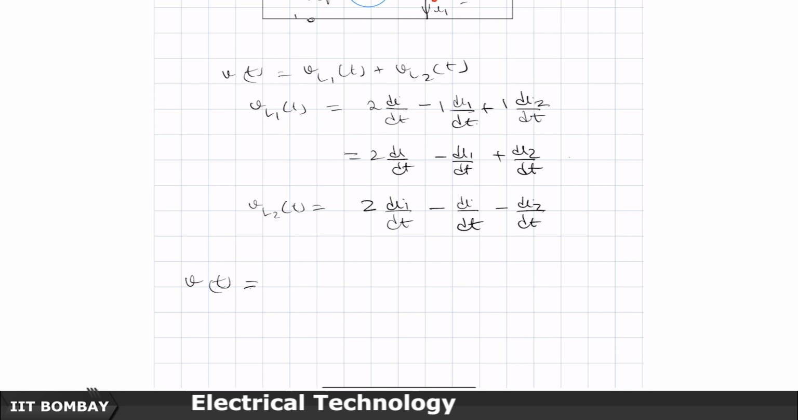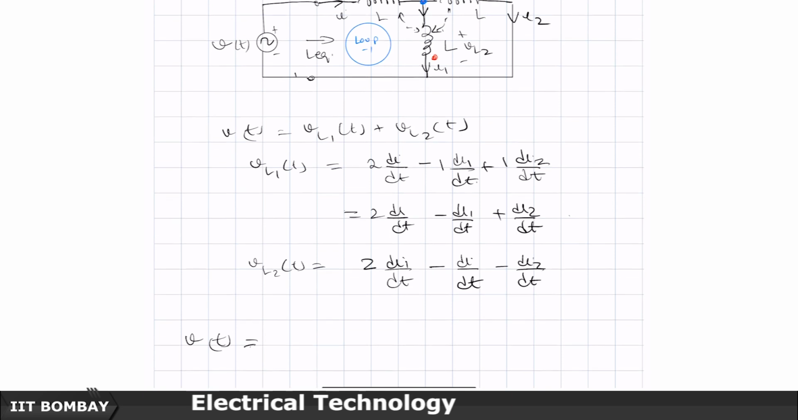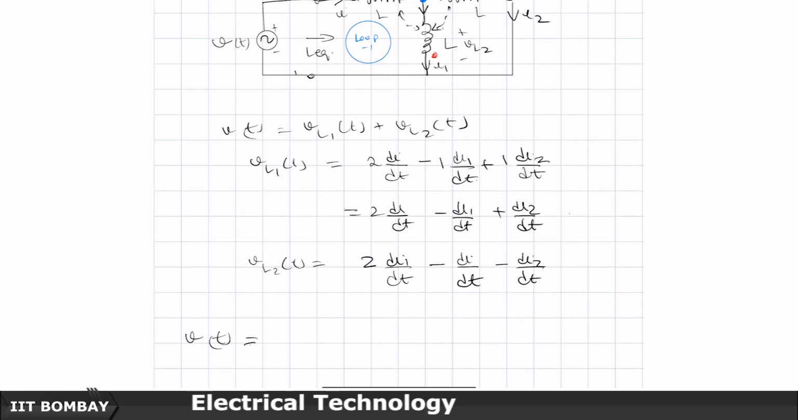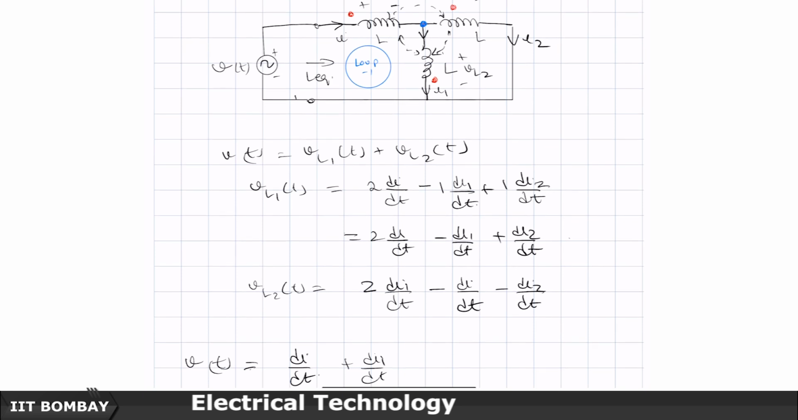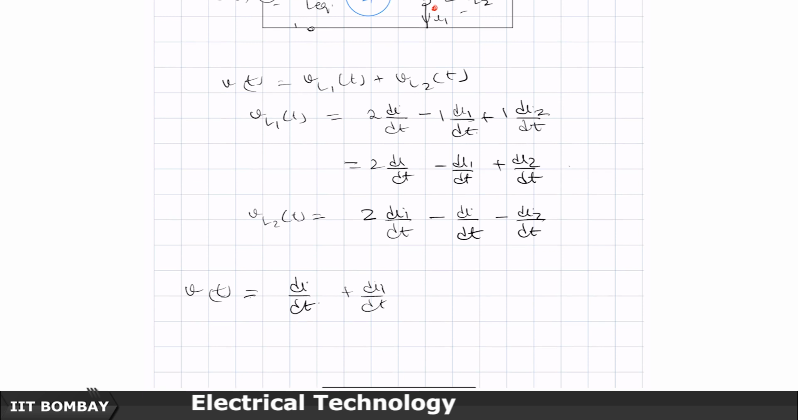So, if you now add the two equations, what is it that you are going to get? You are going to get V of t equal to, so 1 di by dt will cancel here. So, I will get di by dt, then 1 di1 by dt will cancel here. So, I will get di1 by dt, and the I2 di2 by dt will cancel with this I2 di by dt. So, nothing is going to come from I2 di2 by dt. So, this is all that I am going to get.